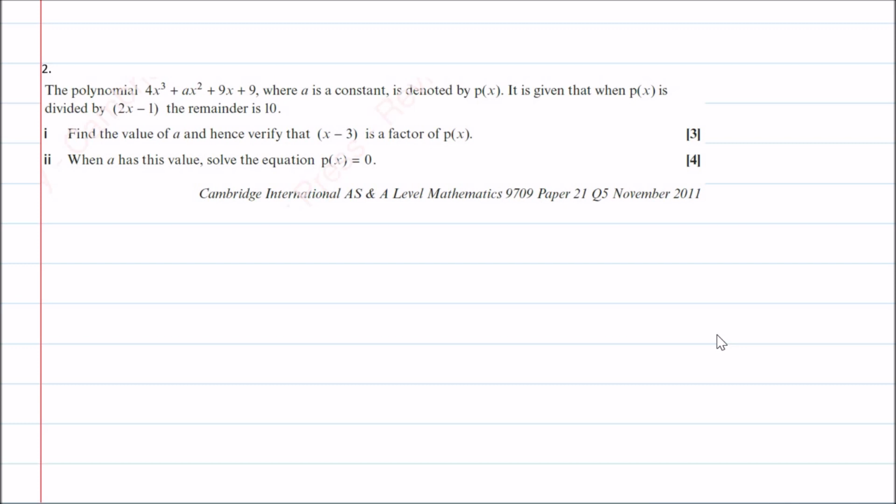It says the polynomial 4x cube plus ax square plus 9x plus 9, where a is a constant, is denoted by p(x). It is given that when p(x) is divided by 2x minus 1, the remainder is 10. Find the value of a and hence verify that x minus 3 is a factor of p(x). So in this case, first of all, we need to write p(x).